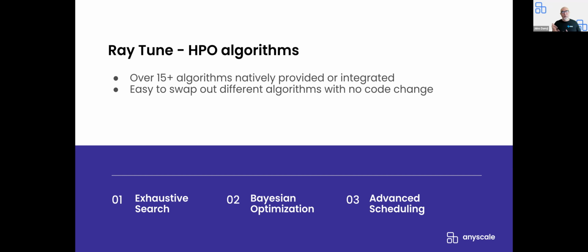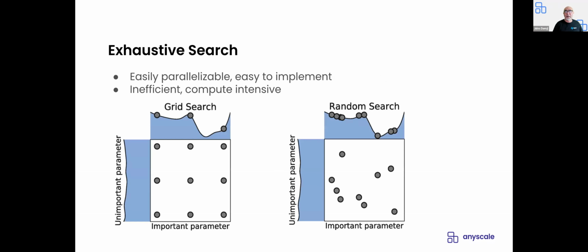And the third one is more advanced scheduling, which uses state-of-the-art algorithms to do early stopping and successive halving as the trials fan out. So let's just very briefly look at what I mean by those. Now, exhaustive search, most of you are familiar.